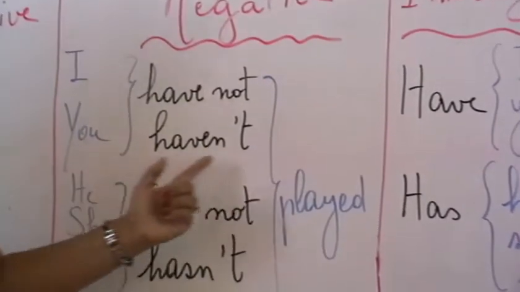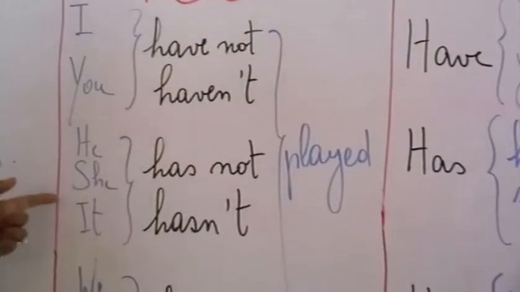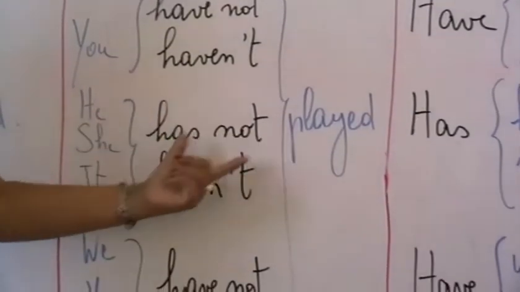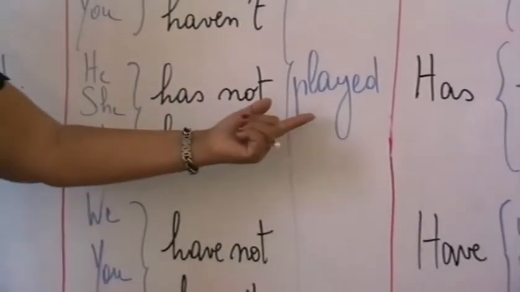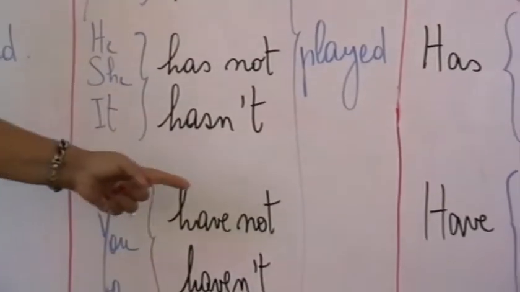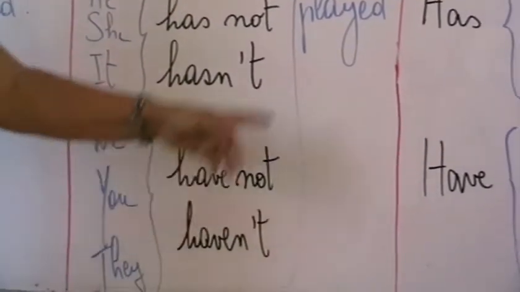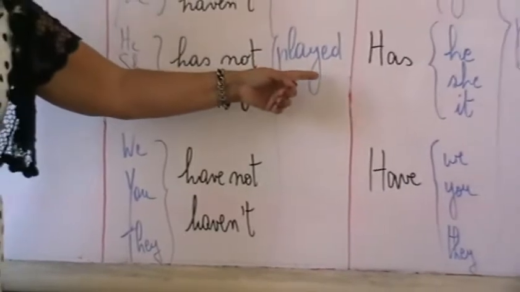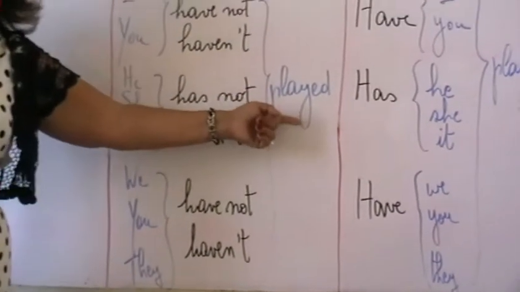So, I haven't played. He, she, it has not, and the short form is hasn't played. We, they have not, and again the short form is haven't. Don't forget, it's always played. It's not the infinitive, it's the past participle.